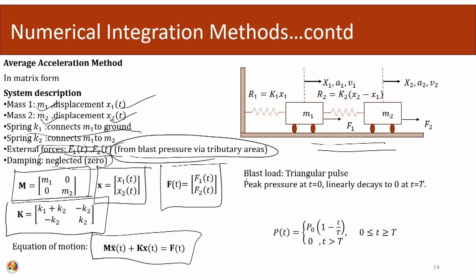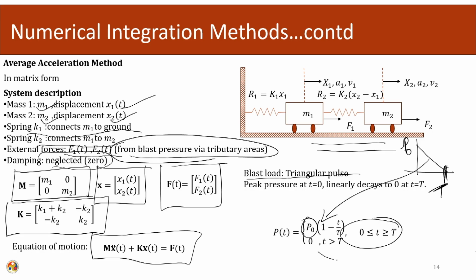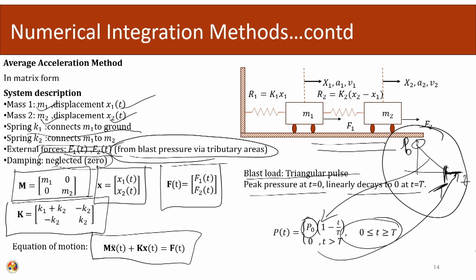Blast loading we are denoting using a triangular pulse. This is the magnitude P naught, and it is applicable till time capital T. Till time capital T, this is the equation. After time t greater than T, it is 0. This is how the blast load is being specified. There is a peak pressure at time t equals 0 and it linearly decreases to 0 at time t equals capital T, and after that it remains 0.